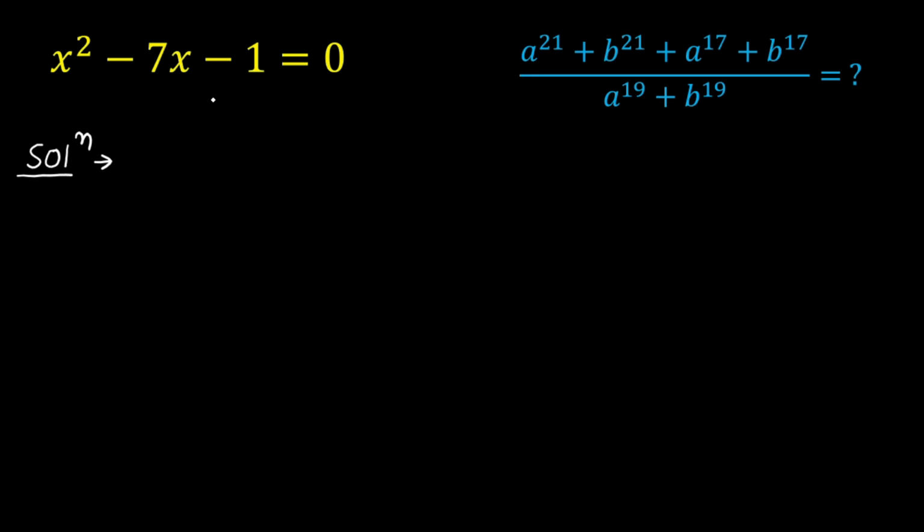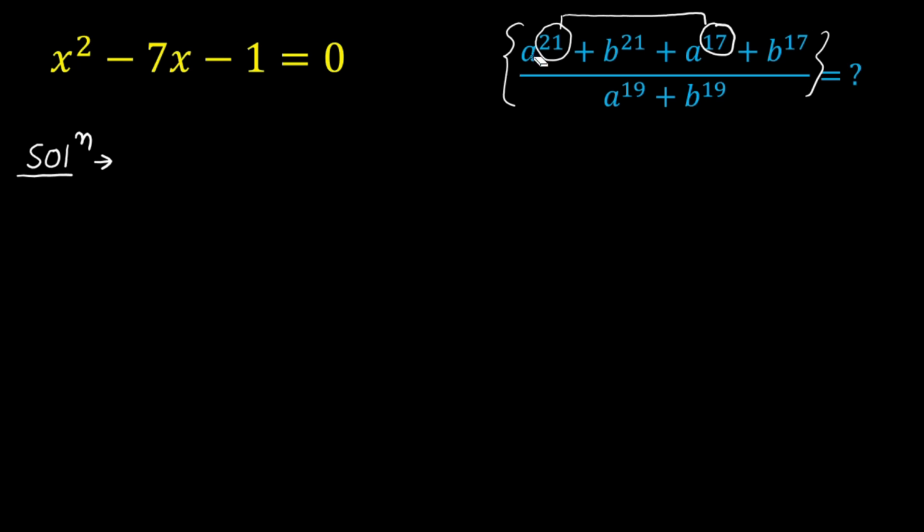Now look carefully at this expression. Here the power is 21 and here the power is 17. The difference of the powers is 4. So we have a quadratic equation x^2 - 7x - 1 = 0.